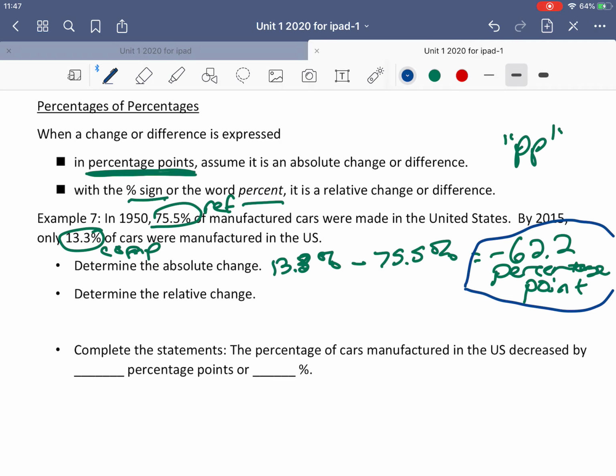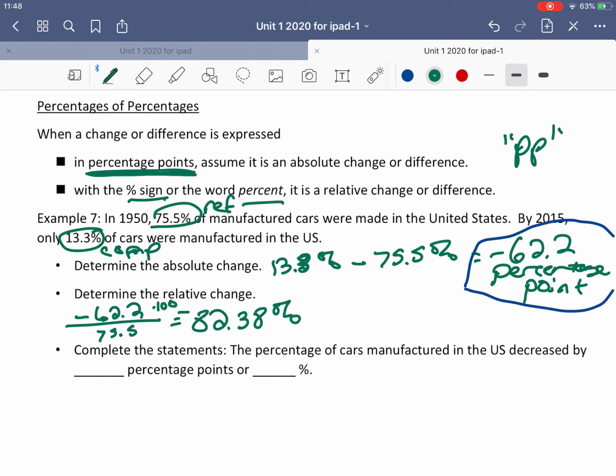So this is how I can show somebody what I've actually done, just subtract a percent from a percent. What about the relative change? Relative change requires me to take that difference, so 62.2, and divide it by the referenced value, which is 75.5. So I'm going to take that. At first it's going to give me a decimal, and then I'm going to multiply it by 100 and get the percent, which is 82.38%. It's actually negative.